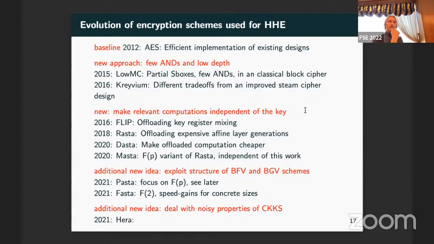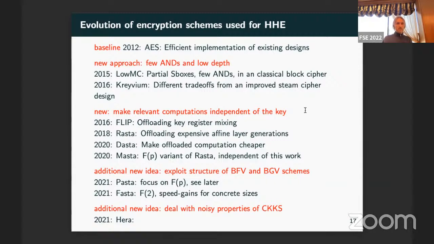So I tried to compile a list of the ideas that went into this field, and I will walk through it right now for you. So fairly soon after the first FHE schemes were implemented, people tried to, on top of that, basically as a use case, as a test case, implement AES as well. So this happened in 2012, and this is basically the baseline for this kind of research.